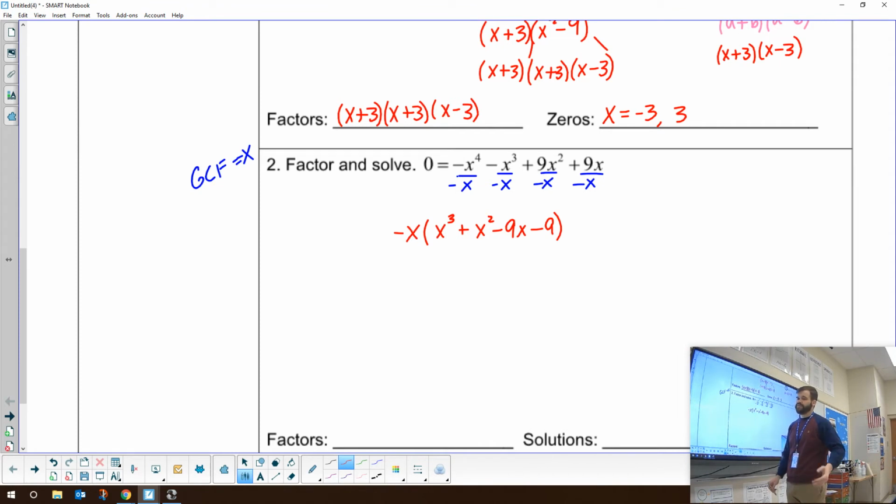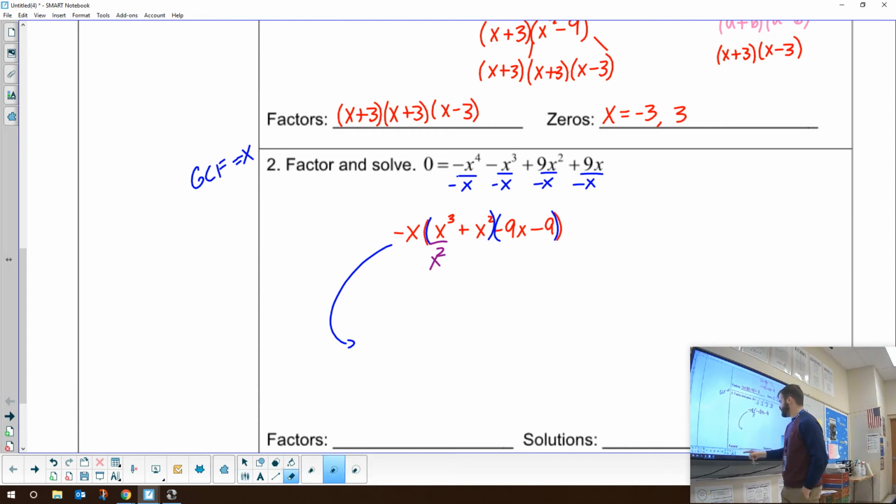After we pull out a GCF, we're going to look and we're going to see, hey, I have 4 terms, so I can factor by grouping. So I'm going to group the first 2 together like this. I'm going to group the last 2 together like this. We're going to kind of ignore this negative x, we'll bring it back down over here. But we're going to factor out here, these 2 have an x squared in common. So I'm going to pull out an x squared, and we'll have an x squared in front times what's left over, which is x plus 1.